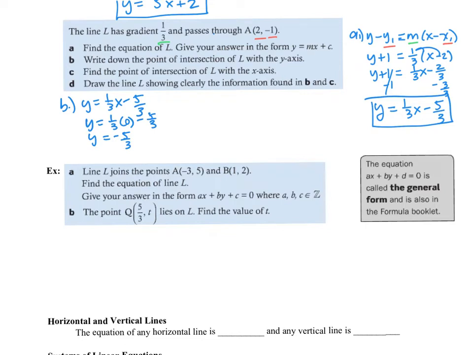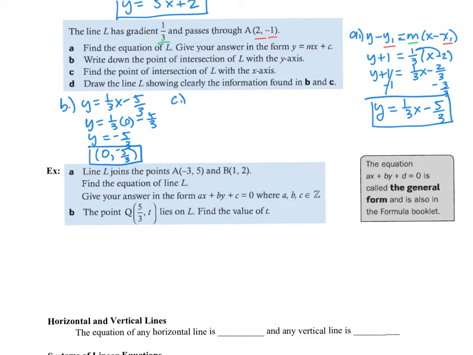Okay, now look carefully at the question, make sure you answer it correctly. It says write down the point of intersection. So we have found the y value when our x is equal to 0. So our final answer is going to be the point (0, -5/3). All right, so make sure you answer in the form it's asked.